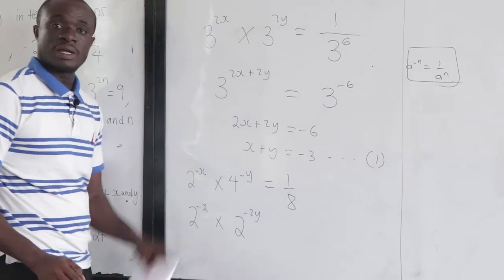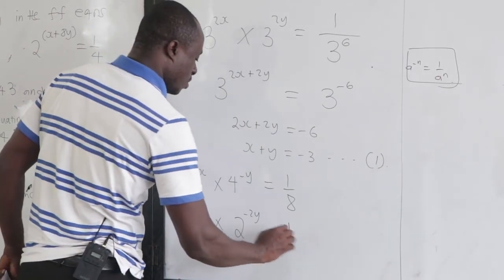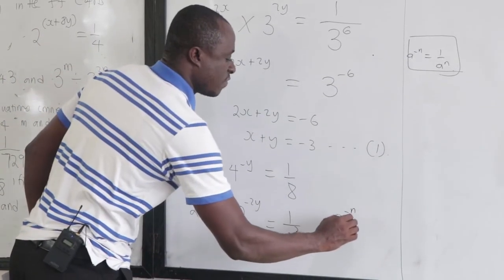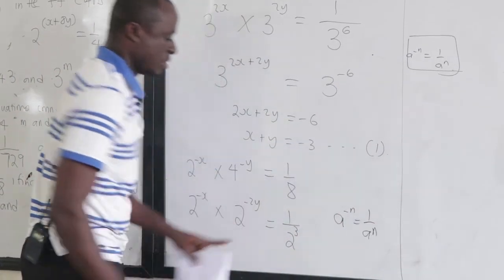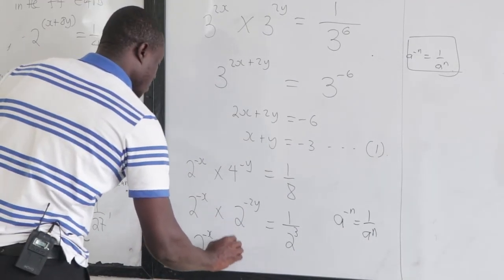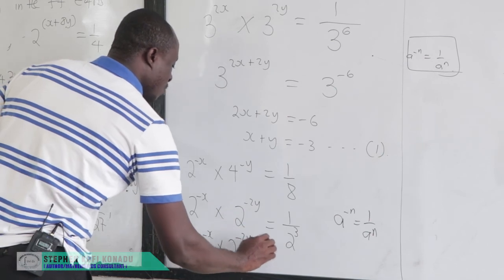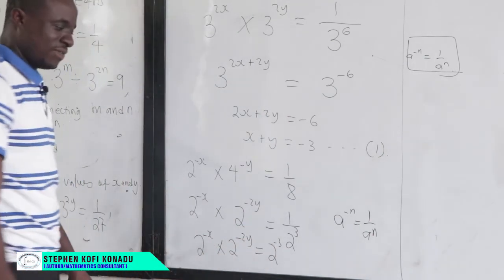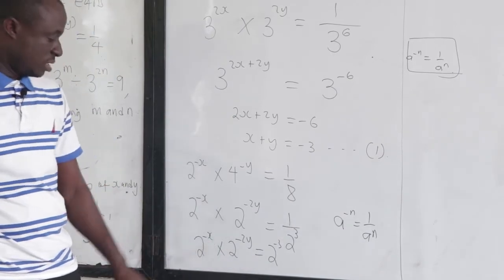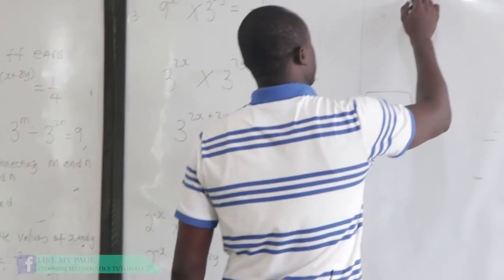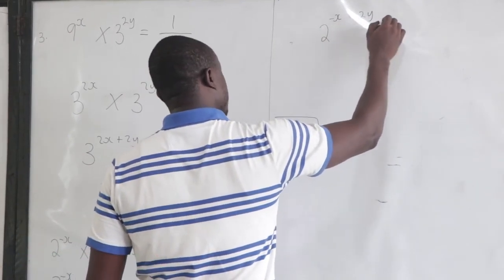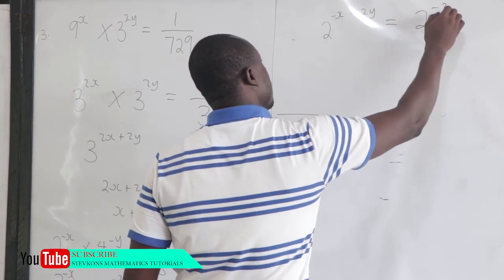Why? The 2 will multiply the y, equal to 1 over 2 to the power 3. Now we know a to the power negative n is 1 over a^n. We apply it over here. So we have 2 to the power negative x times 2 to the power negative 2y equal to 2 to the power negative 3. Now we are multiplying, bases are the same, we add the exponents. So we have 2 to the power negative x minus 2y equal to 2 to the power negative 3.